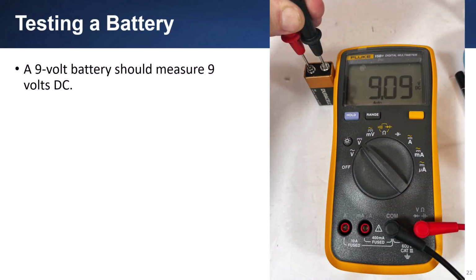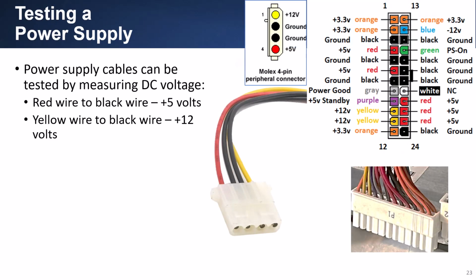Testing a 9-volt battery is simple, where you would expect it to measure 9 volts. You can also test output from a power supply. The older Molex cables used with the SATA drives is easy to test with a multimeter. Since the red wire is plus 5 volts and the black wire is ground, you should measure plus 5 volts. Similarly, yellow is 12 volts, which should allow you to measure 12 volts when using the yellow and black wires. You can also do similar measures with power supply that goes to the motherboard.